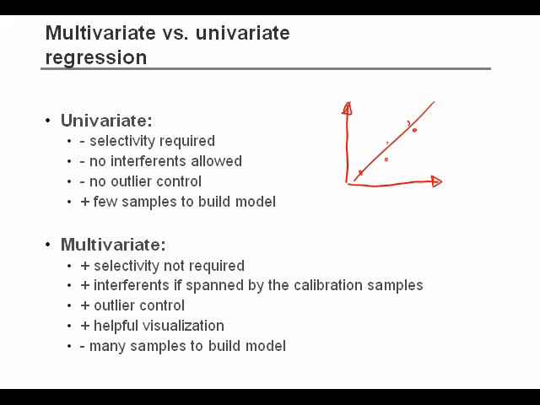In multivariate regression, we don't need selectivity anymore. The signal of our property that we're interested in can overlap with many other signals. As long as we include many samples, which have varying degrees of these interfering signals, then we can handle that mathematically. We also have outlier control. We can tell if a sample is different or not. We have good graphics, and that's important. The drawback, though, is that we need many samples in order to build a model, depending on the complexity of the problem.